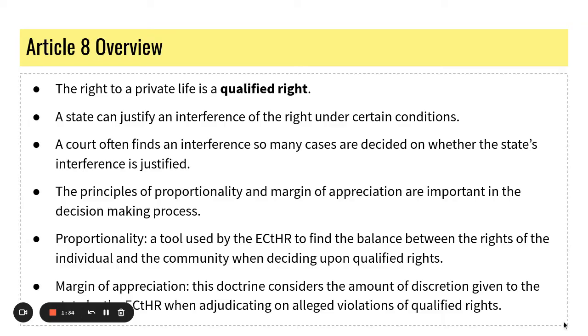So I've got the definitions here again. I have gone into a bit more detail with these on the European Court of Human Rights video. Proportionality is a tool used by the European courts to find the balance between the rights of the individual and the community when deciding upon qualified rights. So it looks at whether it's proportionate at meeting the aim. And then the margin of appreciation is a doctrine that considers the amount of discretion given to the state by the European Court of Human Rights when adjudicating or deciding on alleged violations of qualified rights. Once again, more detail on those is in the European Court of Human Rights video.